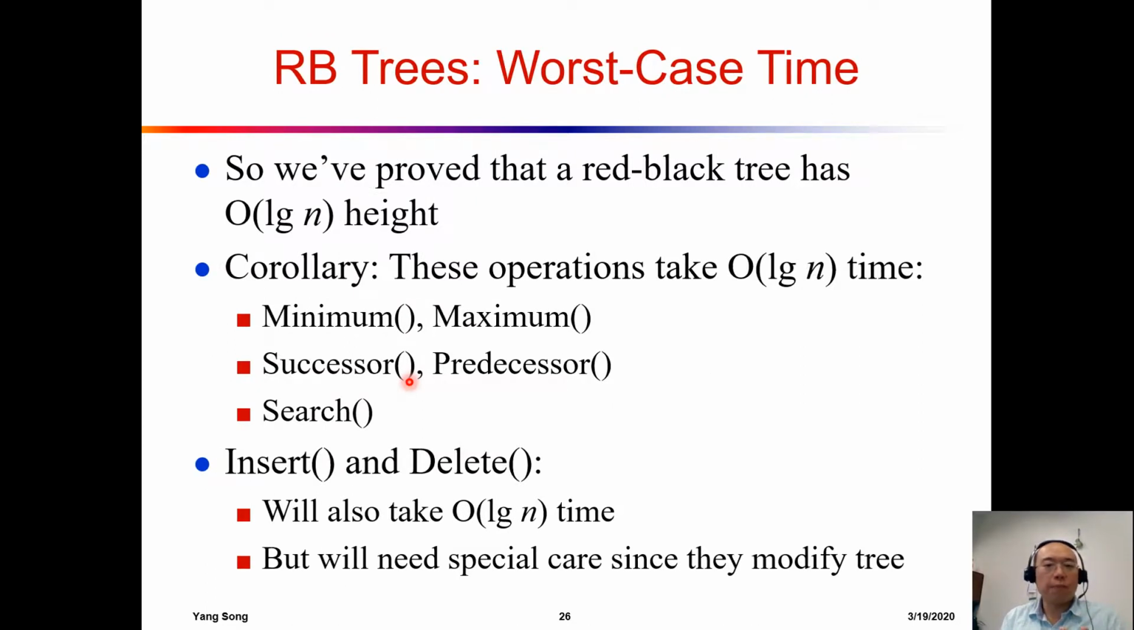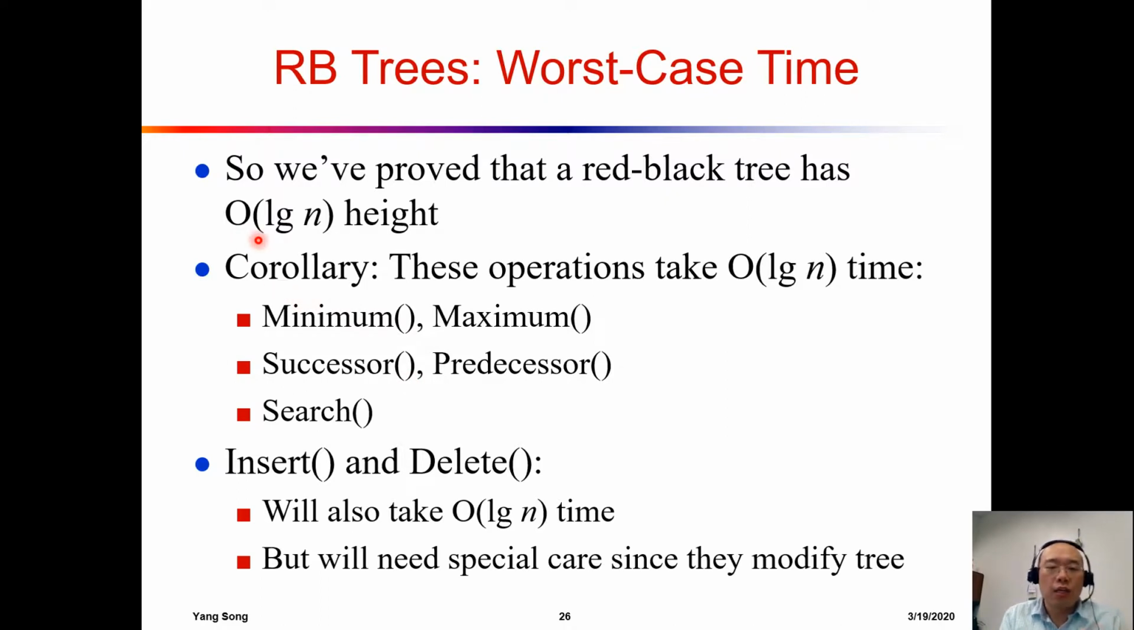Why? Well, for example, if we want to find the minimum of a binary search tree, how do we do that? You start from the root, go left, go left, go left, until you find a leaf, right? So how many steps are you going to go down? That is O of the tree height, which is h. And now we have proven the height of the tree is O(log n).